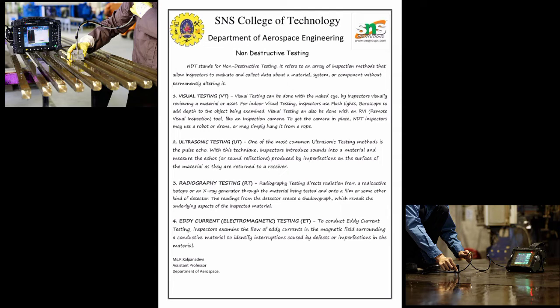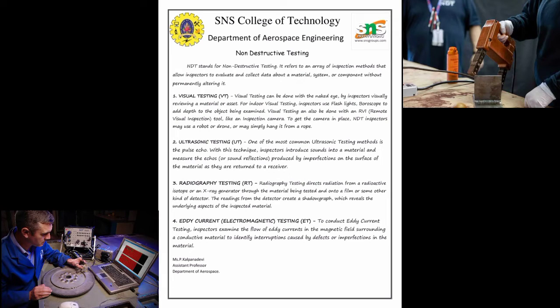It has a classification of 8 methods: visual testing, ultrasonic testing, radiographic testing, and eddy current testing, which means electromagnetic testing, magnetic particle inspection, acoustic emission testing, dye penetrant testing, and leak testing. These are all the 8 classifications or methods of non-destructive testing.